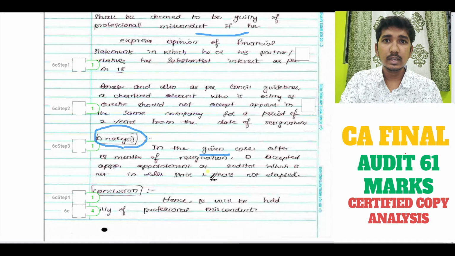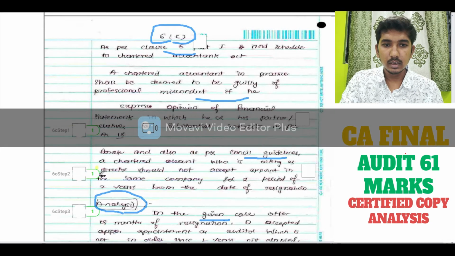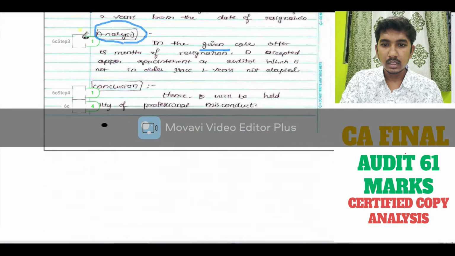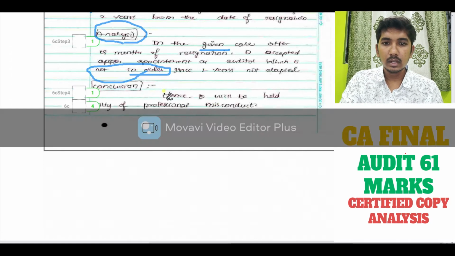And as I have mentioned, if there are any regulations or council guidelines, we should also include them in our answer. You can see here I have written council guidelines, for which I got 1 mark, and then for definition 1 mark, and then analysis 1 mark, which includes whether the course of action followed by the auditor is in order or not. And then conclusion. In conclusion we should mention whether the auditor will be liable for guilty of professional misconduct or not. So here I have written, hence based on the analysis provided above, D will be held guilty of professional misconduct. So I got full marks for this question also.